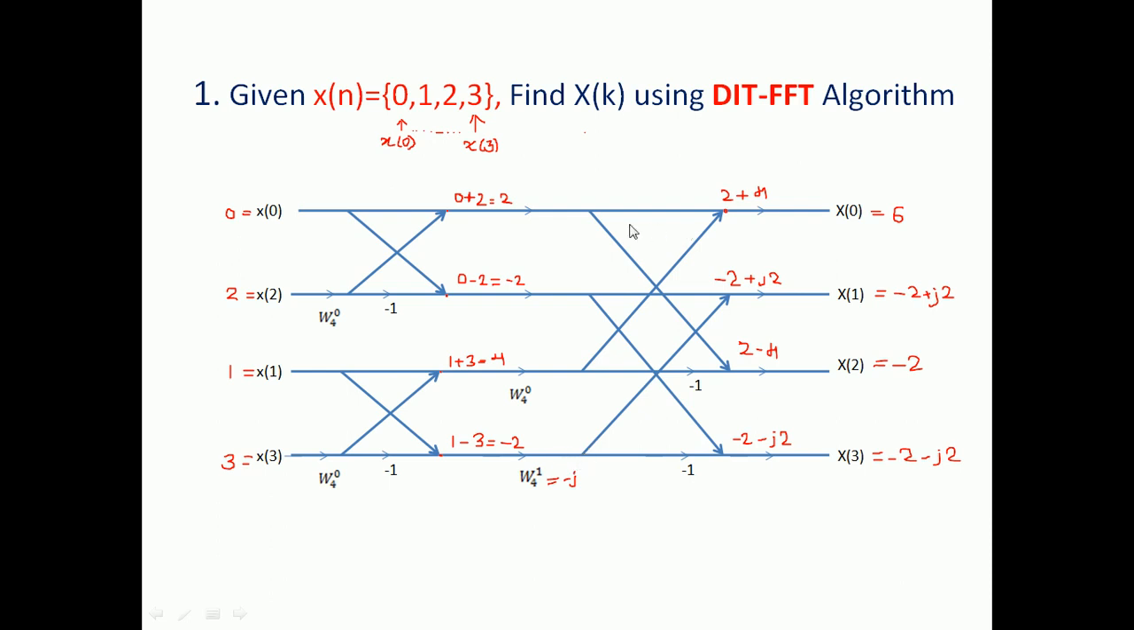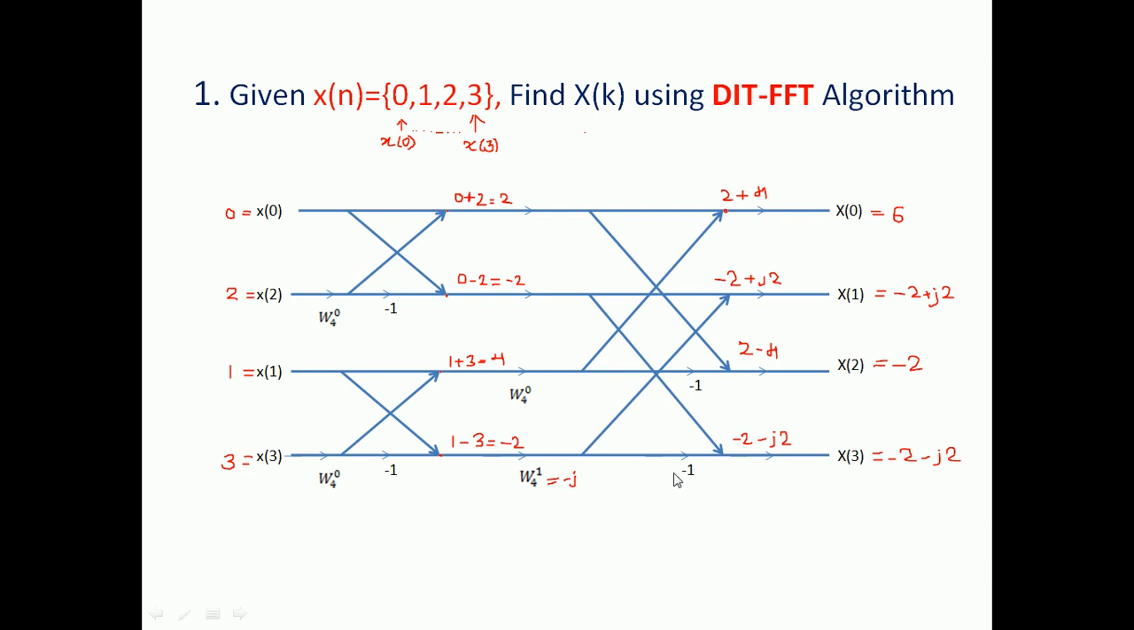So this 2 is passed here, 2. And this 4 into 1 is passed and added. So 2 plus 4, that is 6, is the answer for x of 0. Similarly, this minus 2 is passed at this point, and then minus 2 into minus j, that is plus j2. So minus 2 plus j2 is x of 1. Similarly, 4 into 1, that is 4, into minus 1, that is minus 4, and this plus 2 is passed here. So this plus 2 and this minus 4, you will get minus 2 as x of 2.